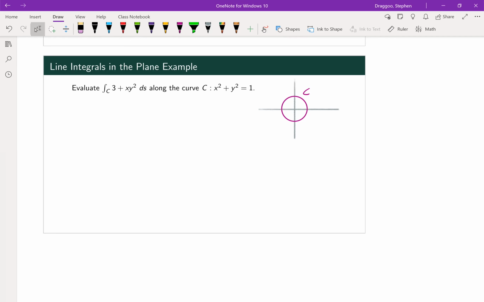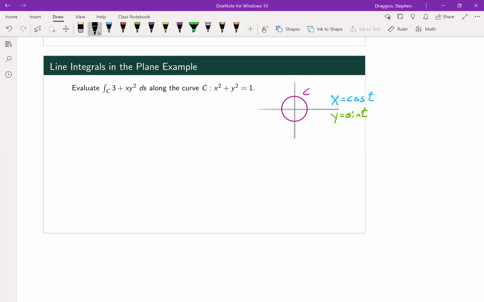So let's go with the standard parameterization. We'll let x equal cosine of t, and we'll let y equal sine of t. Now let's also move these pieces over to the right. And for our a and b, we want to go around this unit circle once. So let's just start at 0 and end at 2 pi. Let's use the easiest or the most standard parameterization for the unit circle.